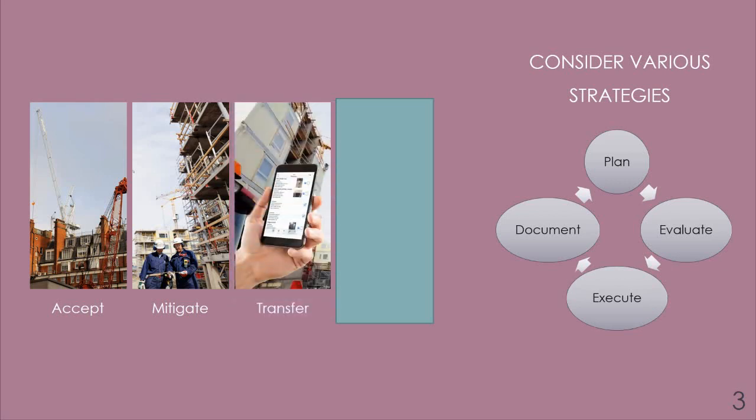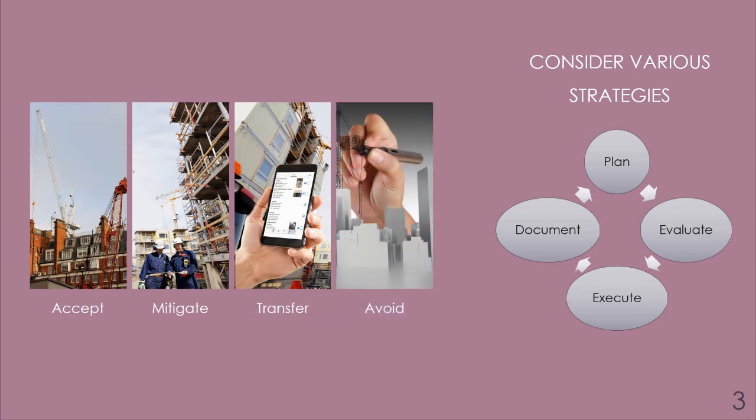We can transfer the risk to another company. An insurer is accustomed to taking on risk. We can transfer also to other companies within our project, such as subcontractors or the client, suppliers, fabricators.